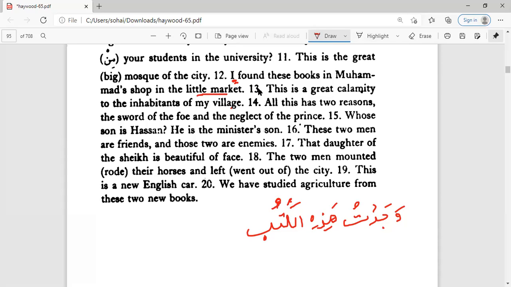We covered this before when we started. When the verb, this wajadtu, is it first person, second person, or third person? I found, right? Wajad. Is it first person, second person, third person? First person. Yes, I and we are the first person. You is the second person, and he, she, or they is the third person. So this is the first person.